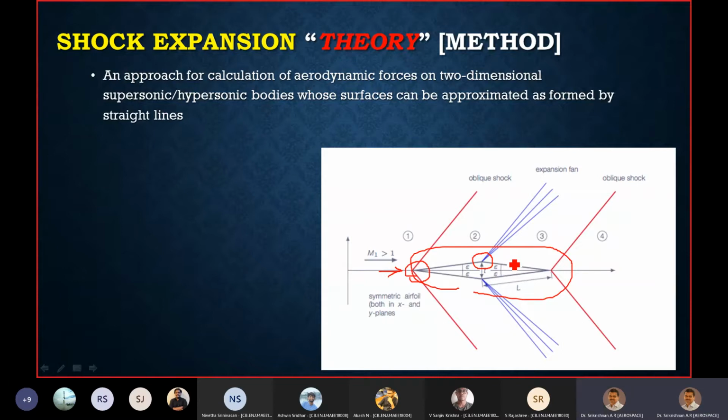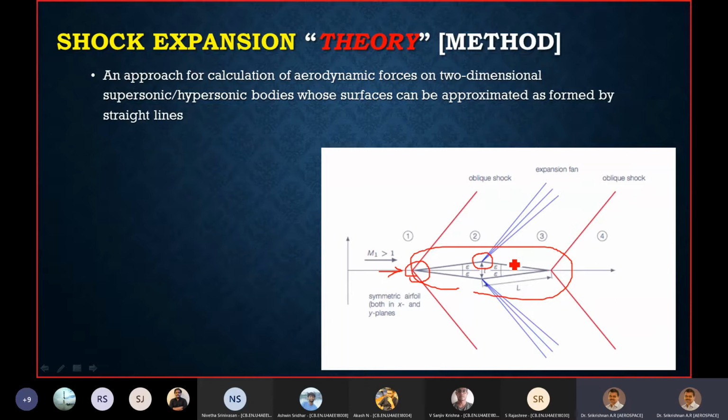What kind of a corner would that be? Do you consider it as a compression corner or an expansion corner? Expansion, because the flow is forced to turn away from itself. So you are going to have an expansion fan there. We will theoretically consider it similar to the Prandtl-Meyer expansion fan. Okay. Now the flow comes towards the end.